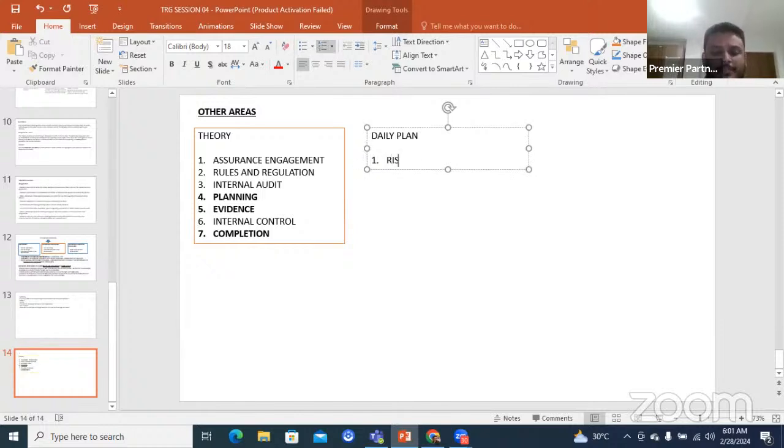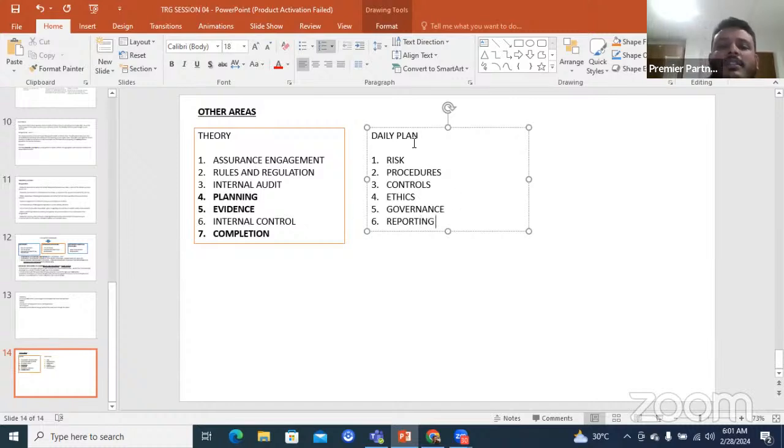Number 1 is risk. Number 2 is procedures. I'm putting them in order. Number 3 is controls. Number 4 is ethics. Number 5 is governance, corporate governance. Number 6 is reporting. These 6 areas, on a daily basis, you should practice from today itself. Don't forget to do this.